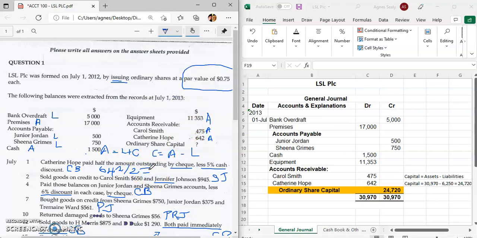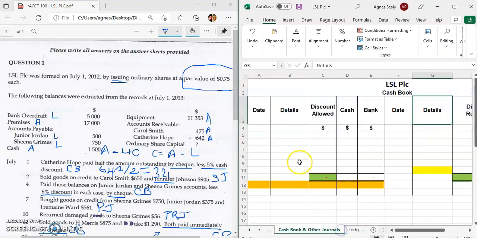So 642 divided by 2 is $321. So she's looking to pay $321, but she's going to get a 5% cash discount off this $321. And we also stated that this transaction will be recorded in the cash book. So let's go to our cash book.